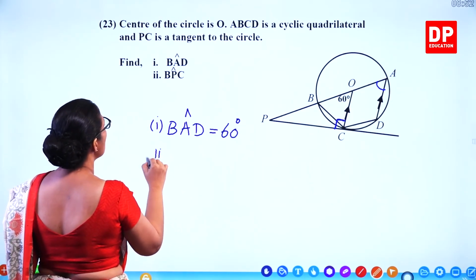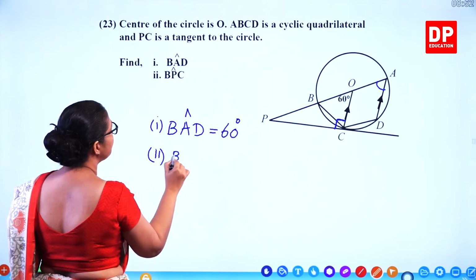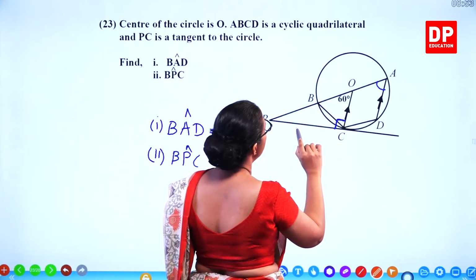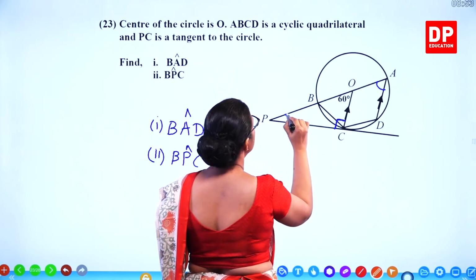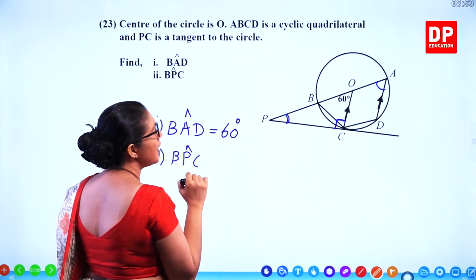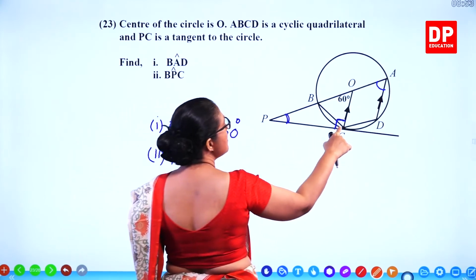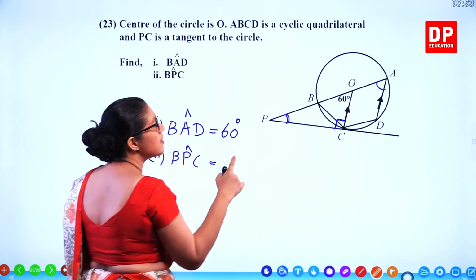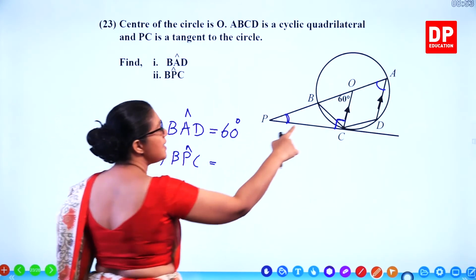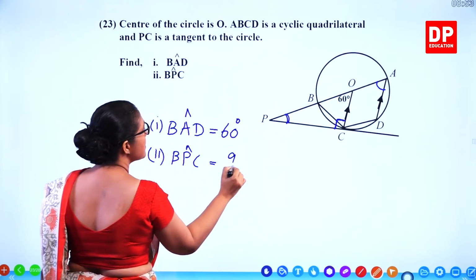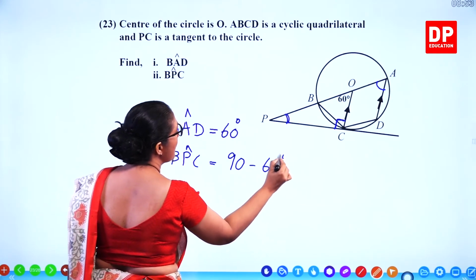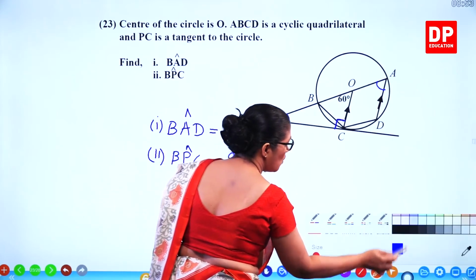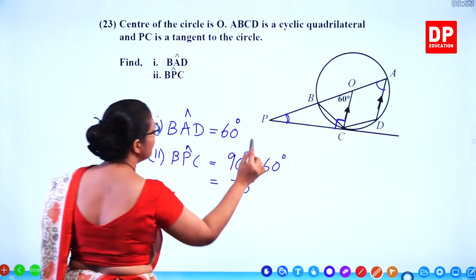Then what is the next one? BPC. BPC, this angle. How do you find that angle? This is 90, this is 60. That's also straightforward. Angle sum is 180, this is 90. So 90 minus 60, you get 30. So 1 mark each.